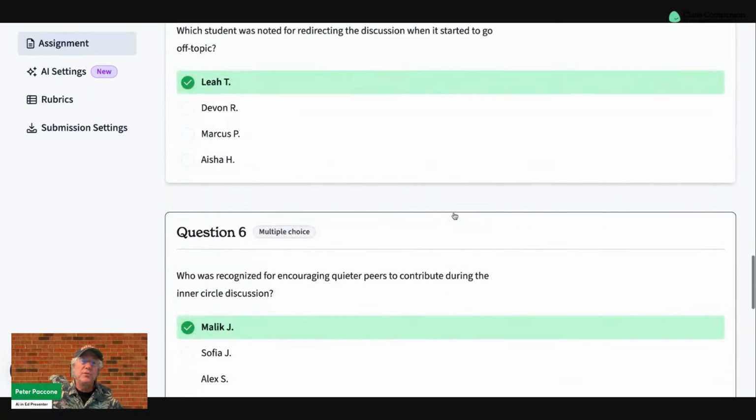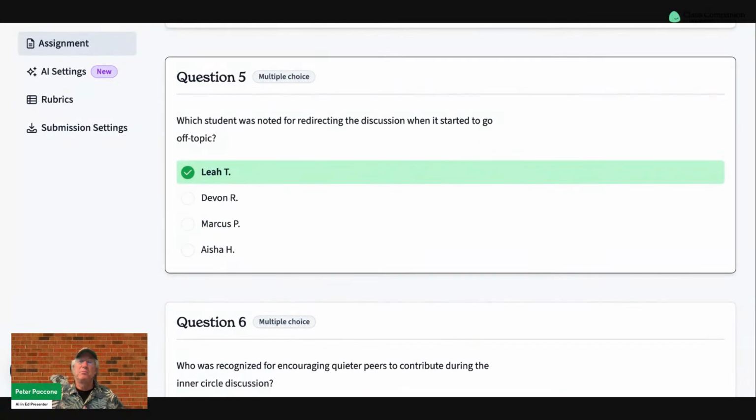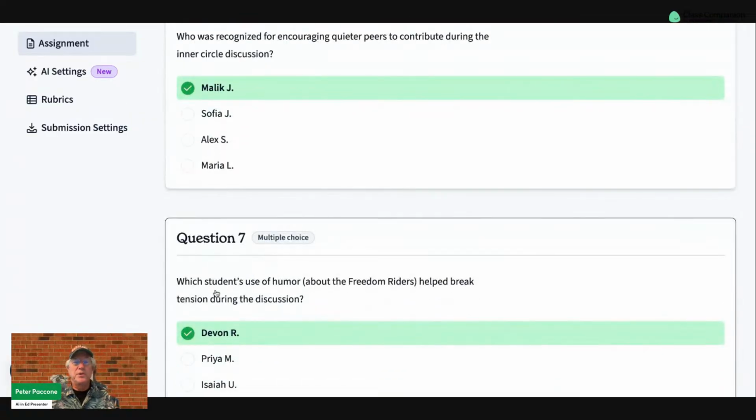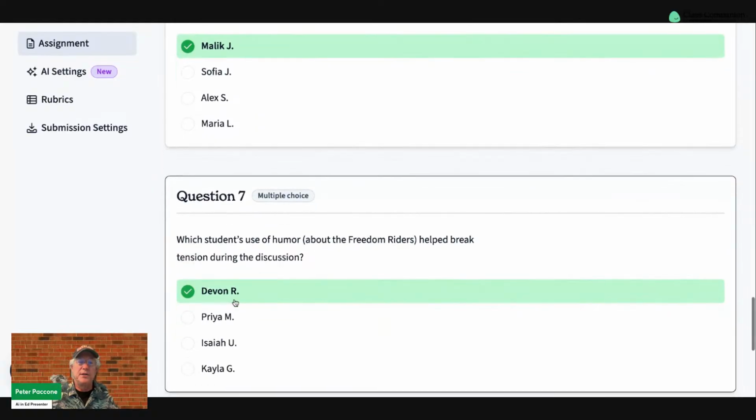I'd like to show you that it also included some participation questions. Which student was noted for redirecting the discussion? Well, there's Leah. And who was recognized for encouraging quieter peers to contribute? Malik. And which student's use of humor helped break tension during the discussion?